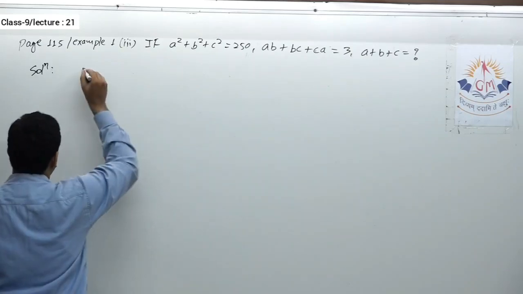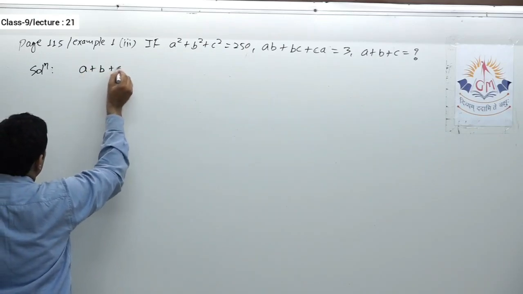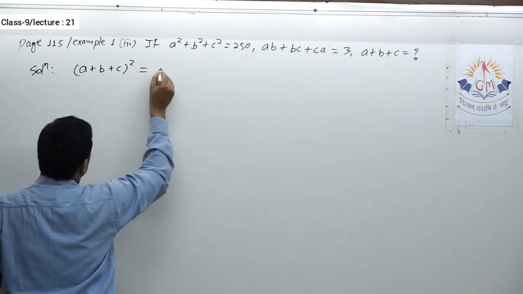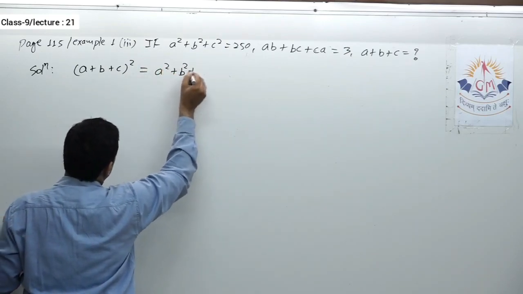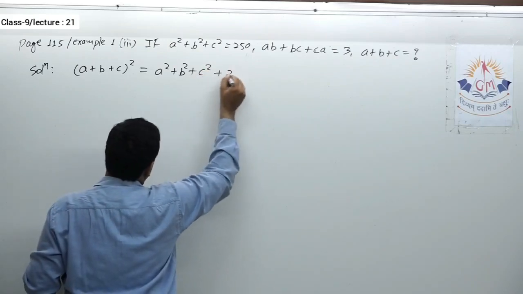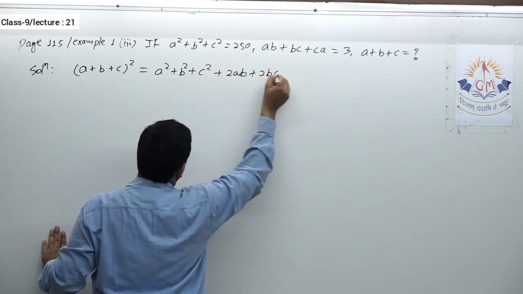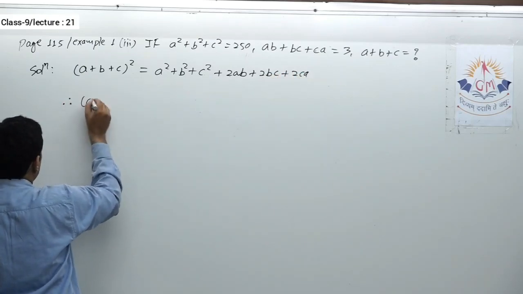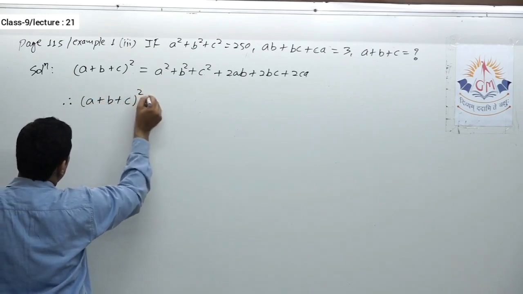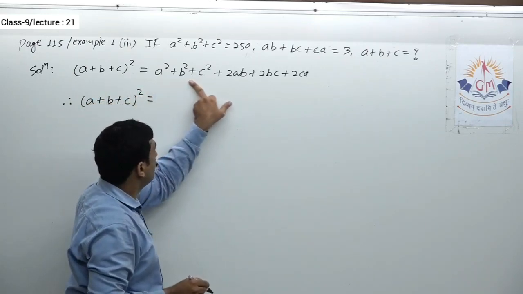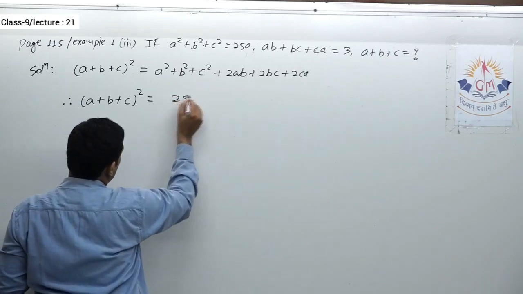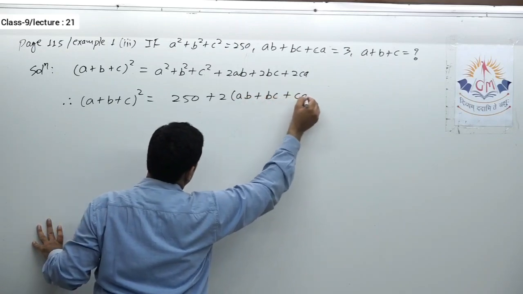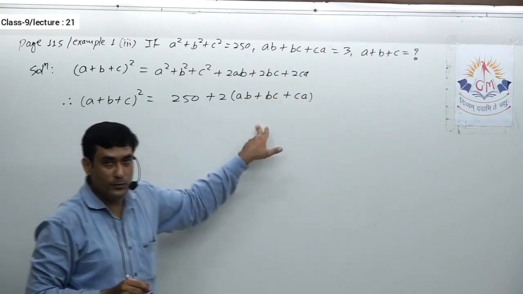So we will start with (a + b + c) whole square. This time this value is not given, so we will start with the identity directly, that is a² + b² + c² + 2ab + 2bc + 2ca. So it is, we can say, a little bit easier. Simply we have to put the values. a² + b² + c² is 250, plus if I take 2 common, then I will get this ab + bc + ca, whose value is given equal to 3.